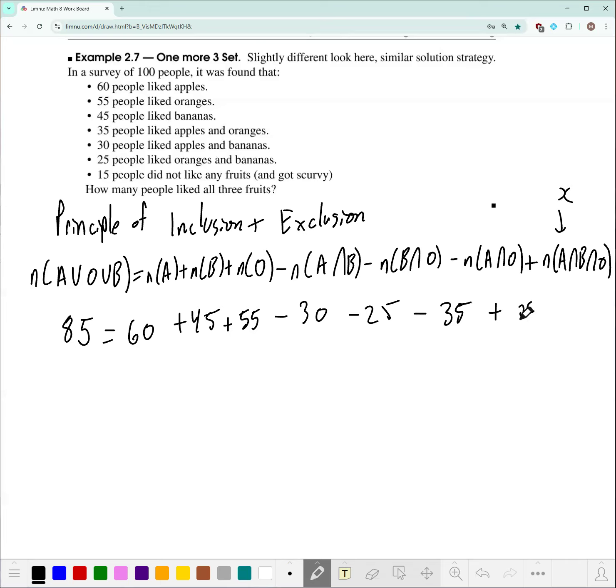Then I'm going to pull out a calculator and add all these numbers together. I get that 85 is equal to 70 plus X. To isolate X, I subtract 70 from both sides, and I find 15 is equal to X. Excellent. So X is equal to 15.